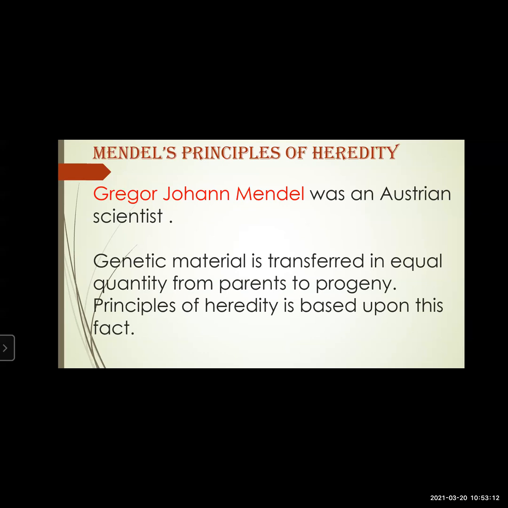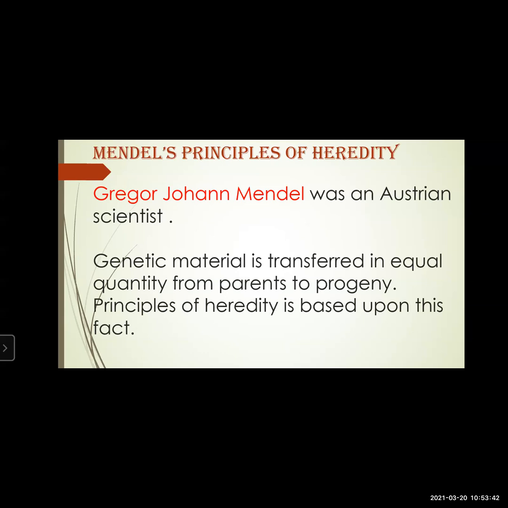Then next in the chapter is Mendel's Principles of Heredity. Now we have studied in detail about Mendel. Gregor Johann Mendel was an Austrian scientist, and he studied the inheritance of characteristics from the pea plant. We know that all of Mendel's experiments were based upon the visible characteristics of the pea plant.